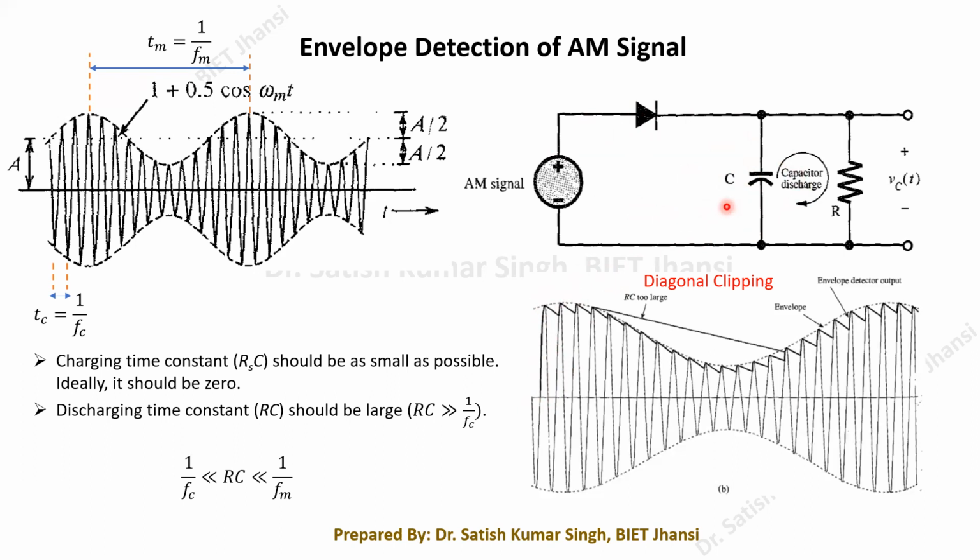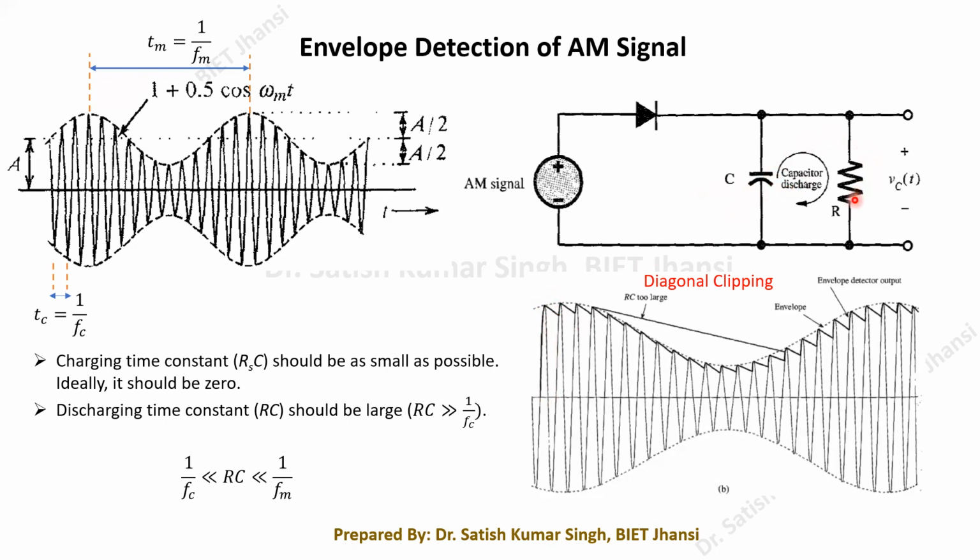Then again, when this input carrier signal is decreasing, you can see here that it is decreasing again, because it is a very high frequency carrier signal changing rapidly. When it starts decreasing very rapidly, you can see that once the capacitor is charged, it will not discharge quickly. This is the discharging path of the capacitor, and obviously the capacitor is going to discharge through this particular resistance.